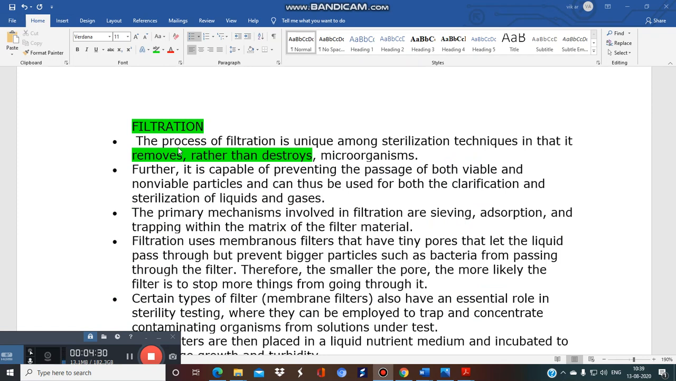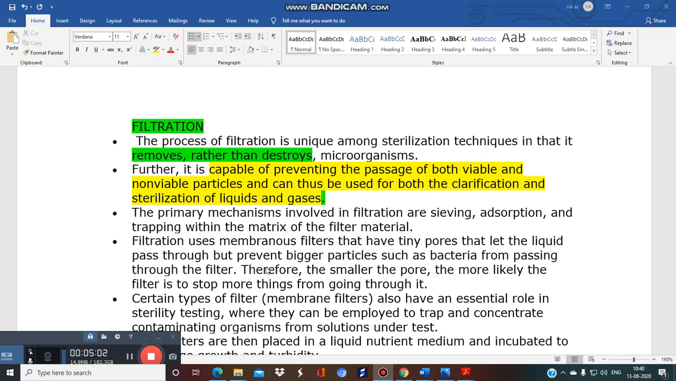Filtration is a unique method of sterilization because it removes rather than destroys microorganisms. It is capable of preventing the passage of both living or non-living, active or non-active, viable or non-viable particles, and can thus be used for both clarification, meaning filtration, and sterilization of liquids and even gases. We can also sterilize the air.